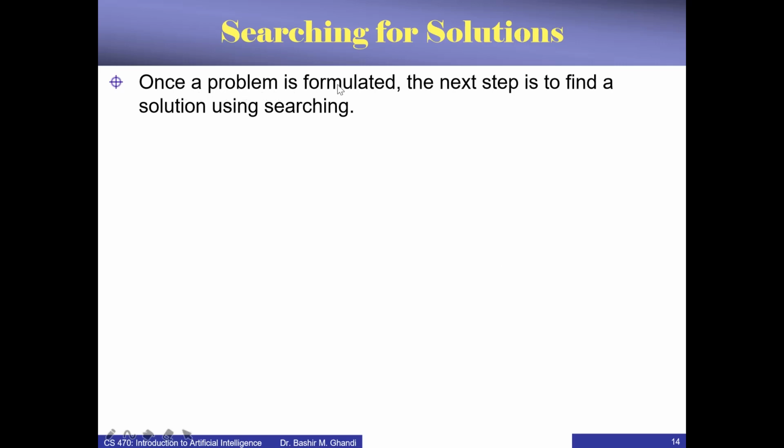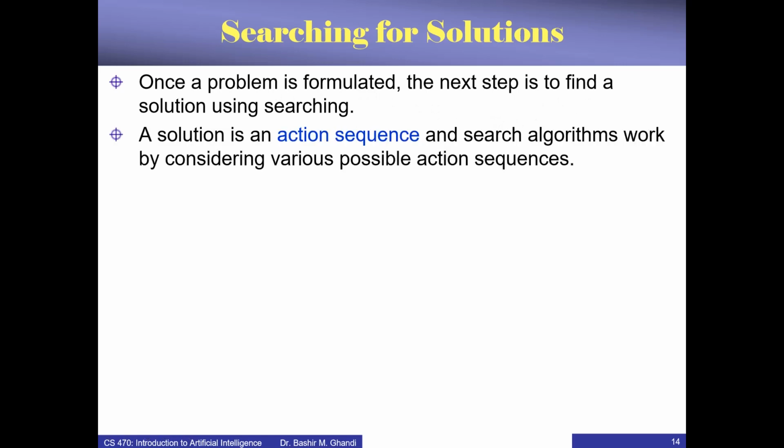So once a problem is formulated, the next step is to find a solution using searching. A solution, as we already explained, is an action sequence. Do this, then do that, and so on, such that by the time you execute all the actions in the sequence, you will have achieved the goal. So the search algorithm will work by considering various possible action sequences, and eventually it will give you one particular sequence as the solution.